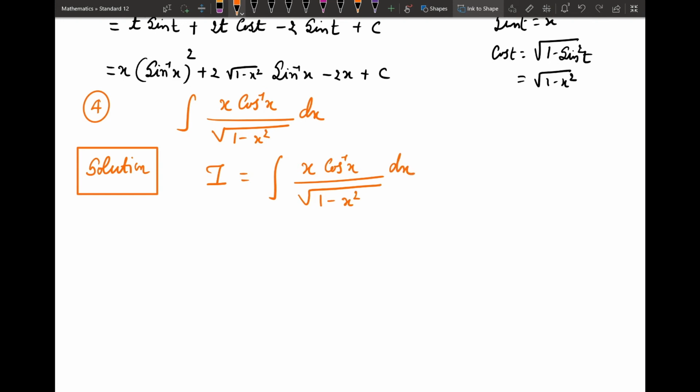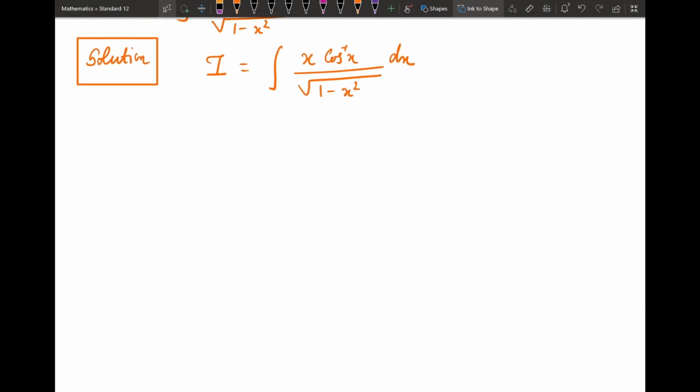So first, by proper substitution we have to convert into standard form. Proper substitution is, put cos inverse x equal to t, and therefore x equal to cos t. So dx equal to minus sin t dt.